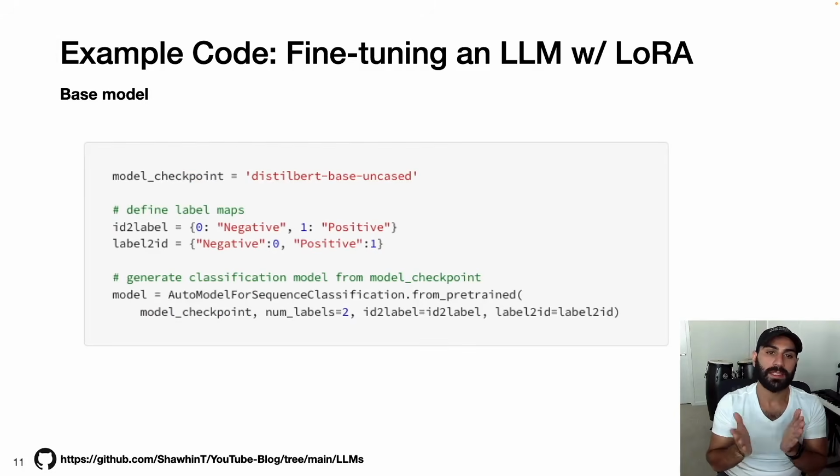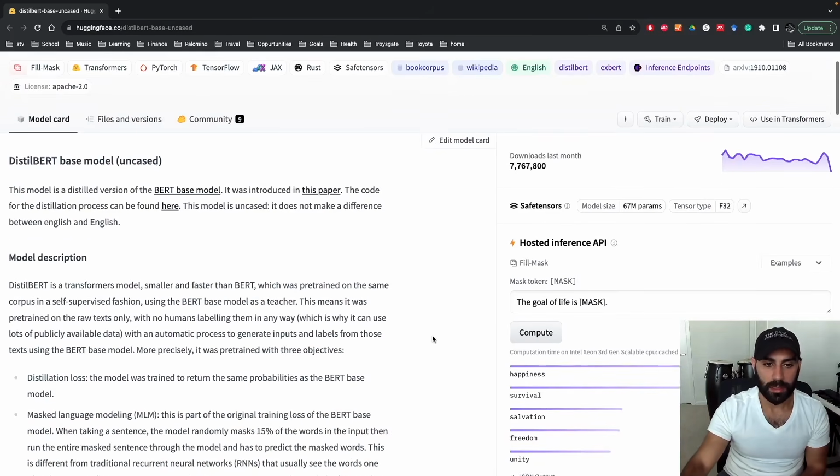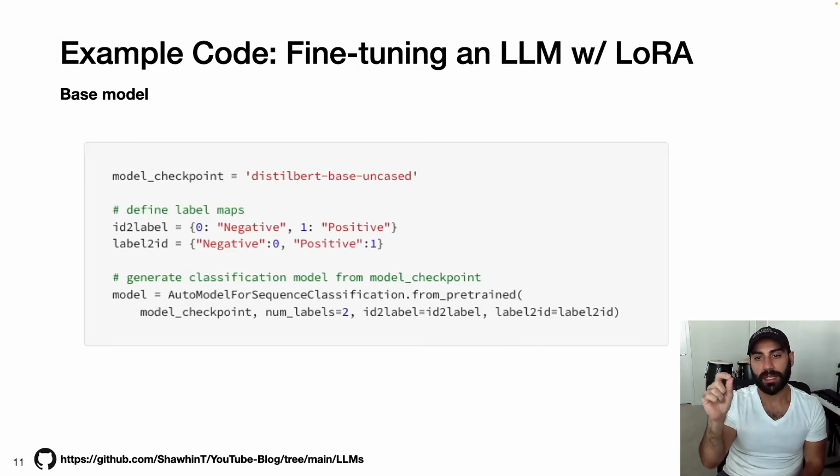With our imports, the next step is to choose our base model. Here I use DistilBERT uncased, which is a base model available on Hugging Face's model repository. This is what the model card looks like. We can see that it only has 67 million parameters in it, and then there's a lot more information about it on the model card here. We're going to take DistilBERT uncased and fine-tune it to do sentiment analysis. We're going to have it take in some text and generate a label of either positive or negative based on the sentiment of the input text.